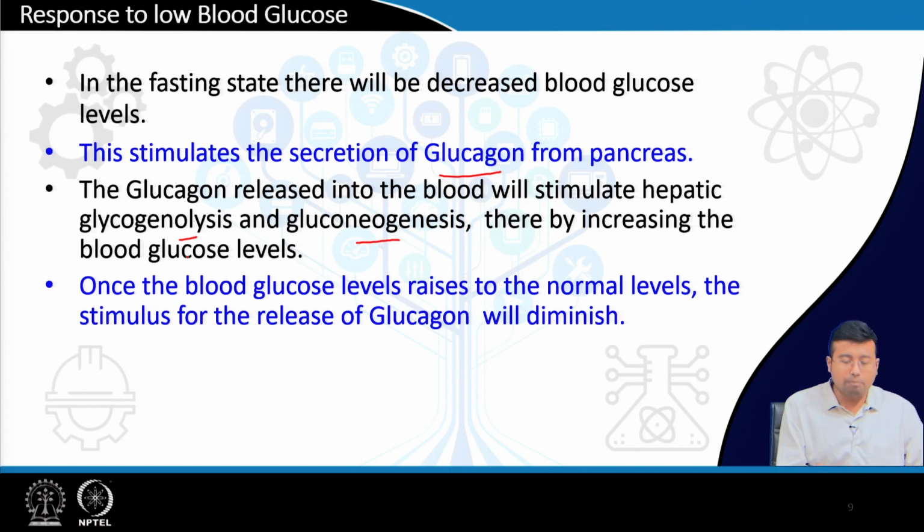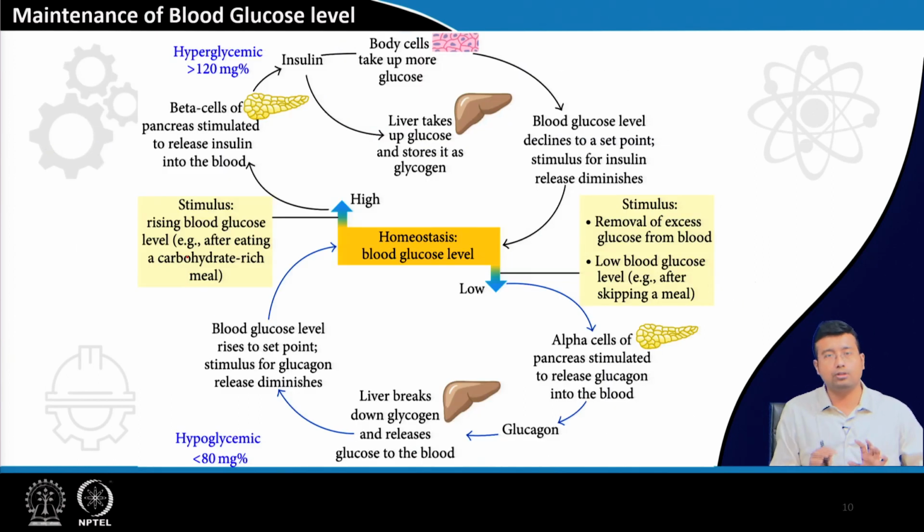right. So, once the blood glucose level rises to the normal level, the pancreas will sense, okay, we have an adequate amount of glucose, we do not need any more glucagon. So, this will stop. So, this is what happens if the glucose level is low. Just ignore the upper part for now.